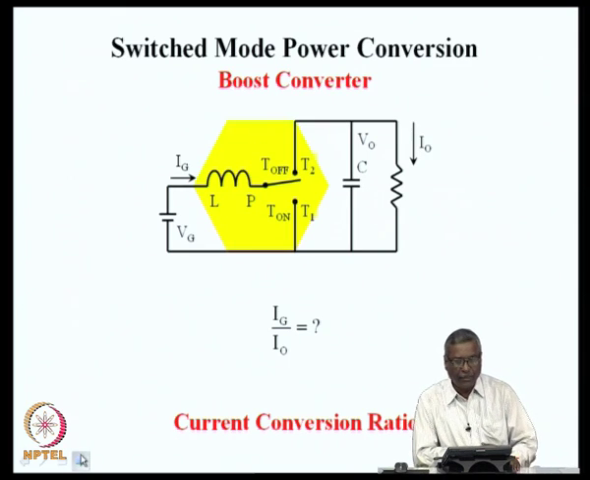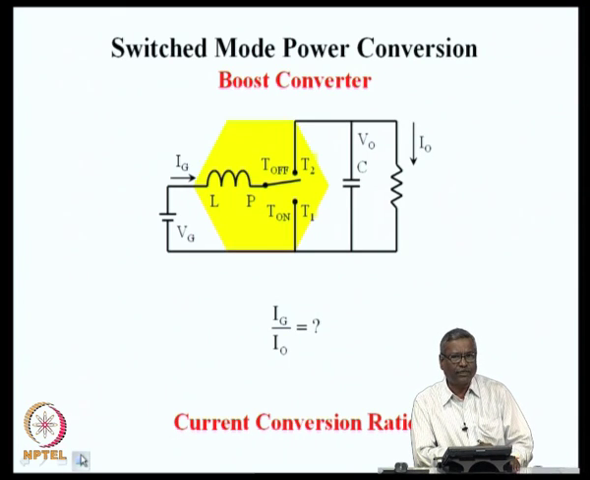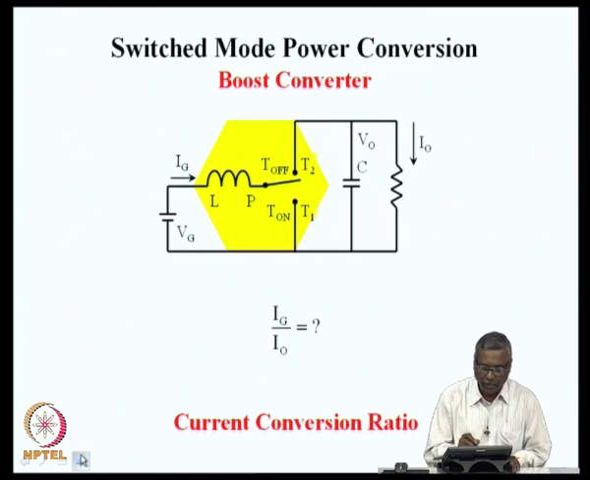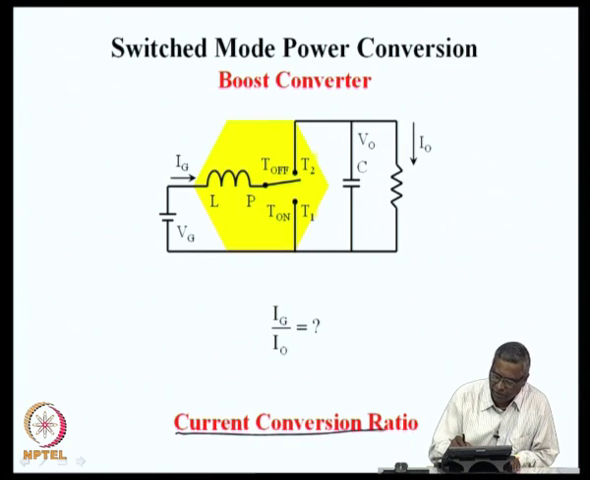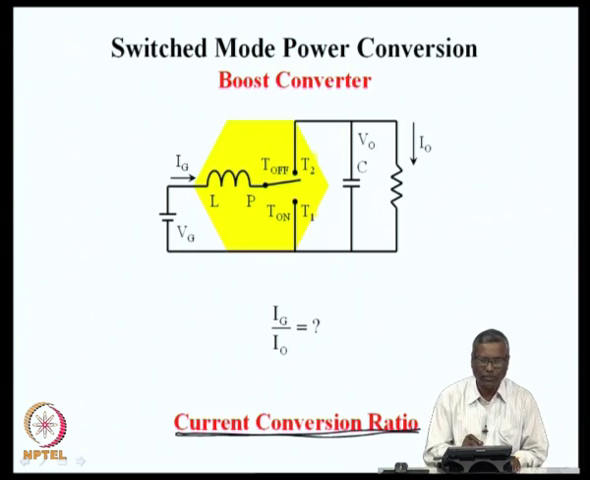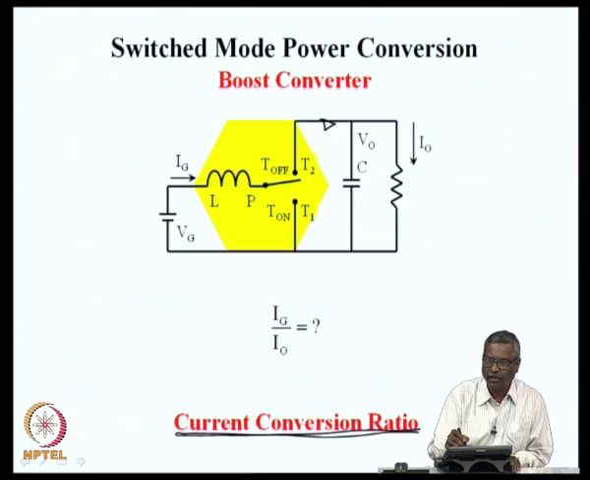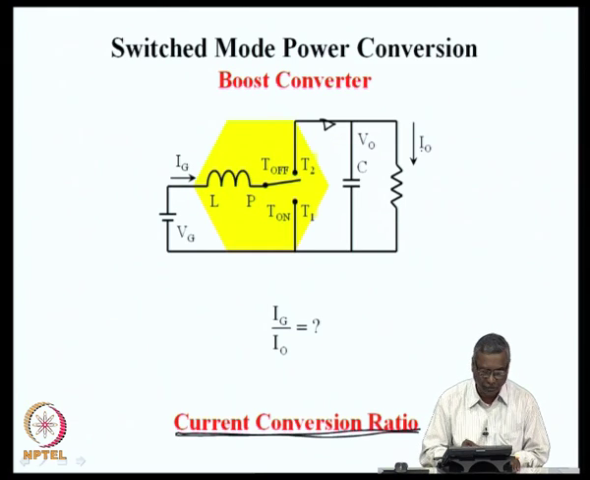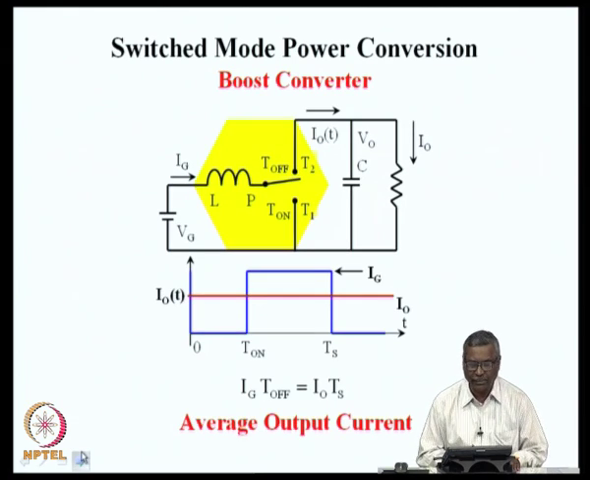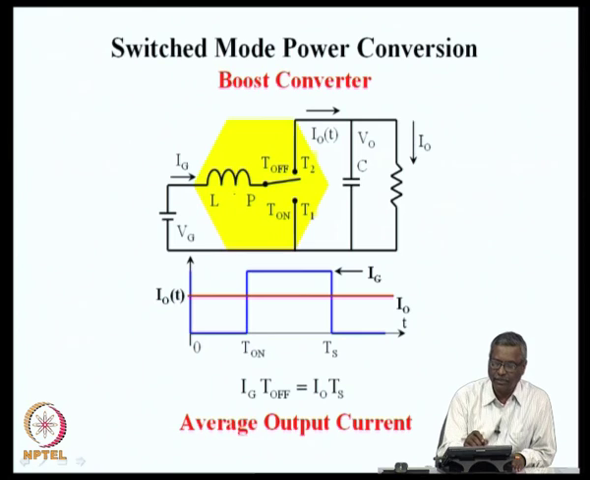The second relationship that we would like to see is the ratio of Ig to I naught, and this is obtained, as we had seen before, by finding out the current conversion ratio. How much of this current is transferred to the output side and how much of that is being delivered to the load. So, if you see this picture, here you can see that the inductor current, if it is considered constant, during the off time it is delivered to the output circuit.